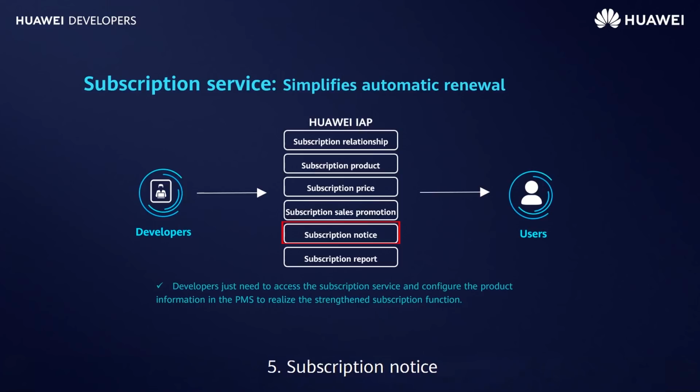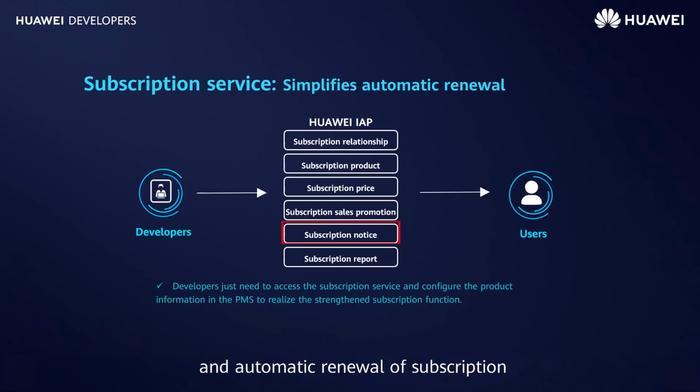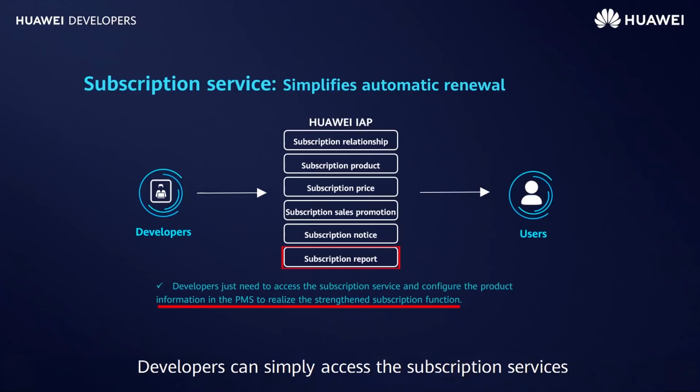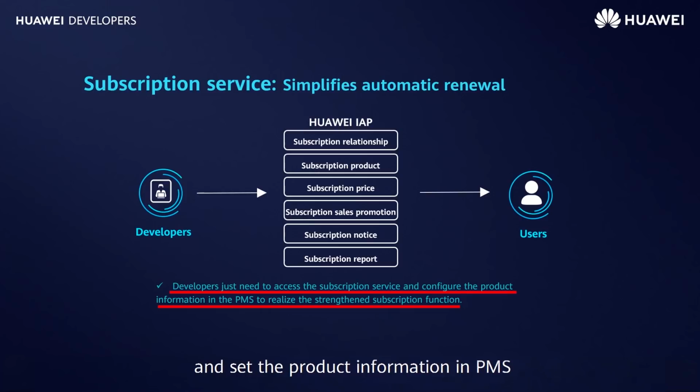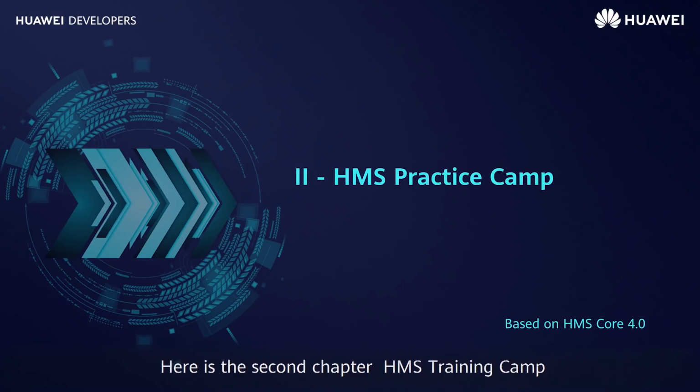5. Subscription notice. Through collecting key information like first subscription and automatic renewal of subscription, developers can quickly learn about the impact from recent modifications to the app. 6. Subscription report. The data report of product subscription can give developers an idea about sales performance. Developers can simply access the subscription services and set the product information in PMS to enjoy the above-mentioned enforced subscription services. Here is the second chapter, HMS Training Camp.